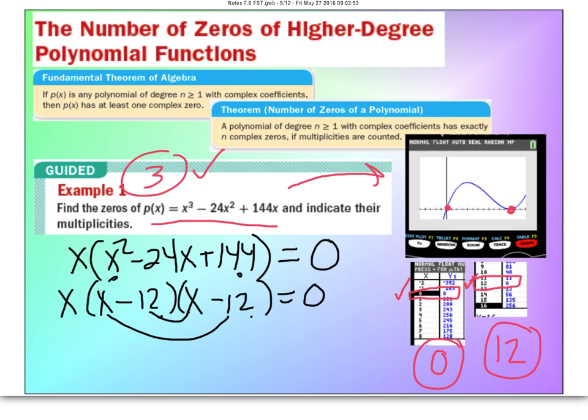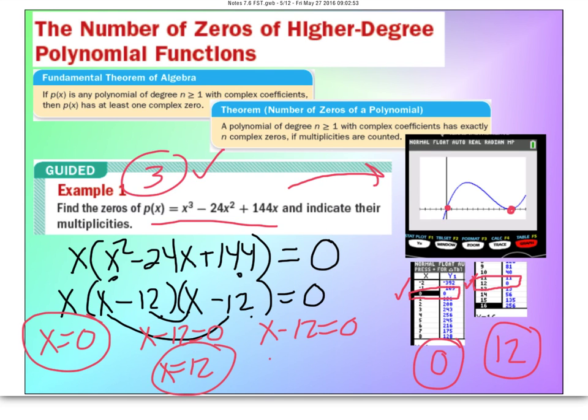So all you do now is take the three individual factors and set them equal to 0. So x equals 0, x minus 12 equals 0, and another x minus 12 equals 0. What we're going to get for our answers is 0. This will become positive 12, and this will become positive 12.